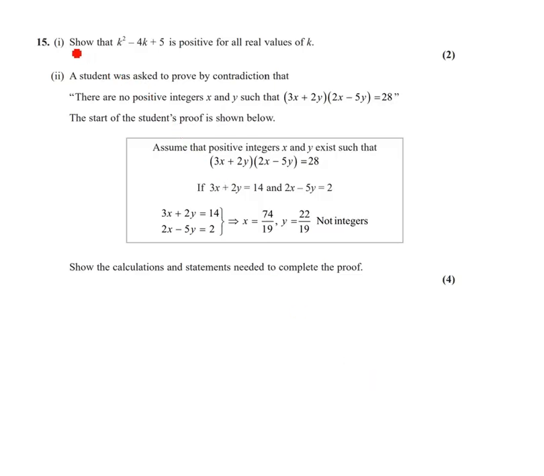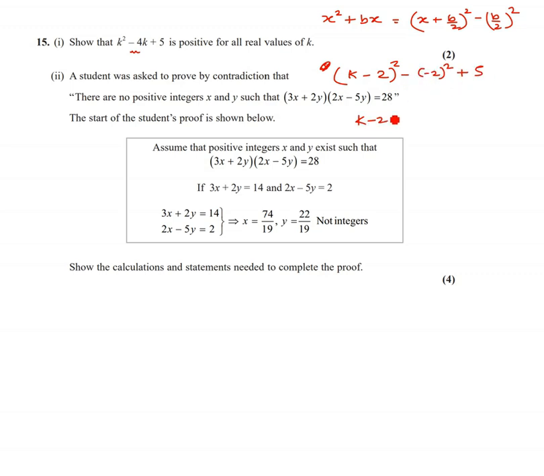Question 15, part 1. Show that k square minus 4k plus 5 is positive for all real values of k. So what we can do here is try the completed square form. Remember, if you have x square plus bx, then this can be written as x plus half of b whole square minus b by 2 whole square. So we'll use this here. You have b as minus 4, so it will be k minus 2 whole square minus 2 whole square, and then plus 5.